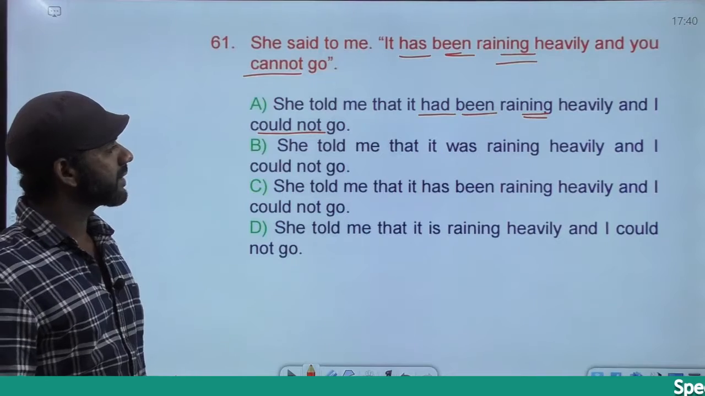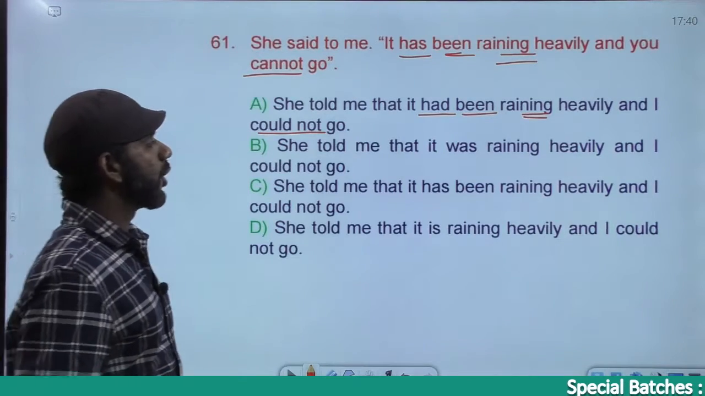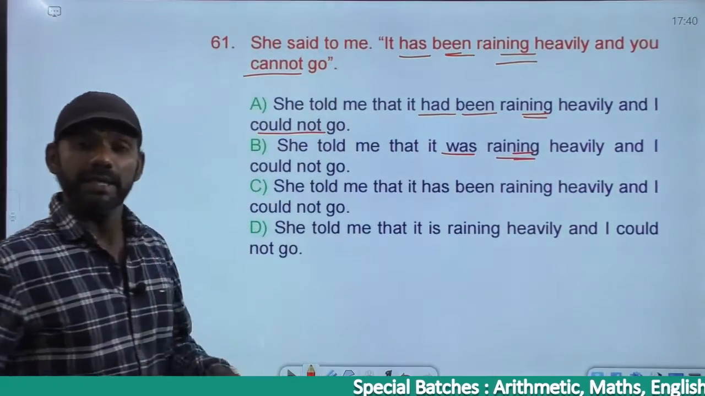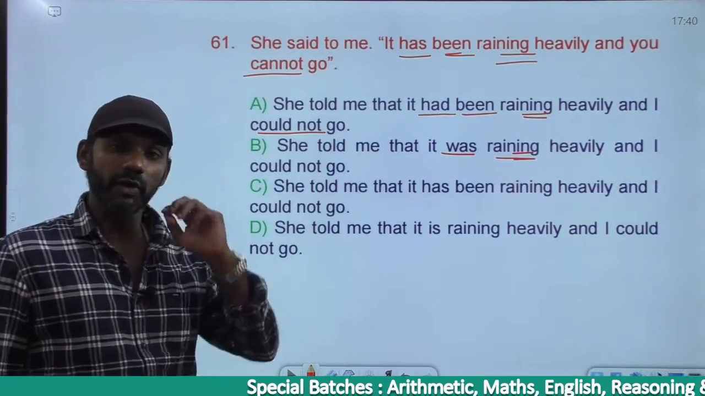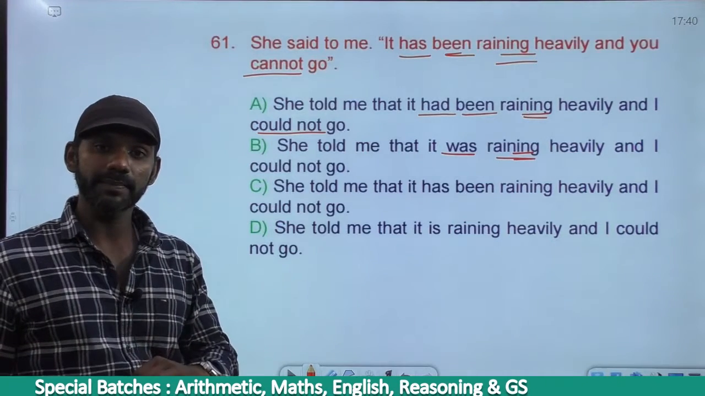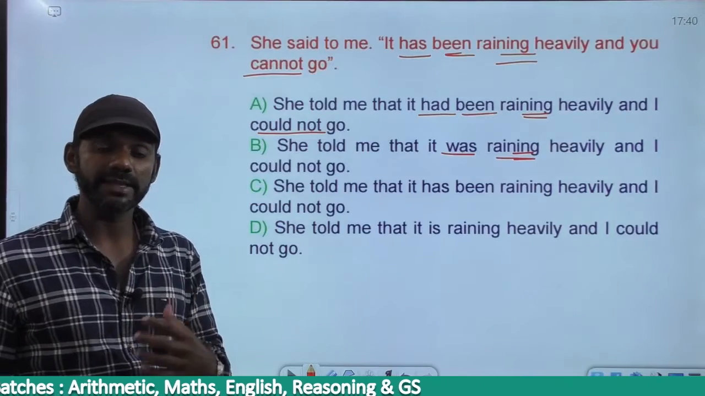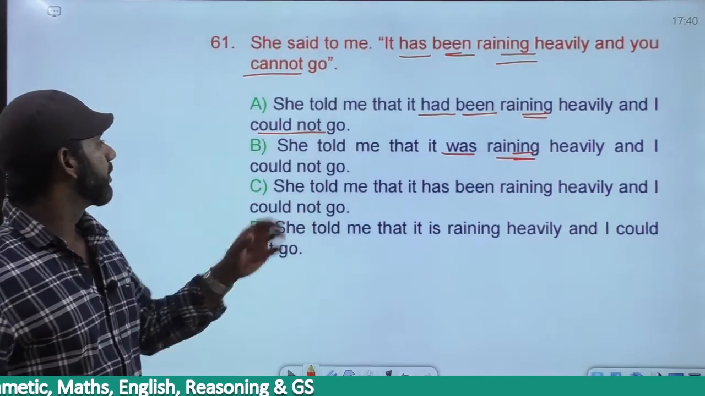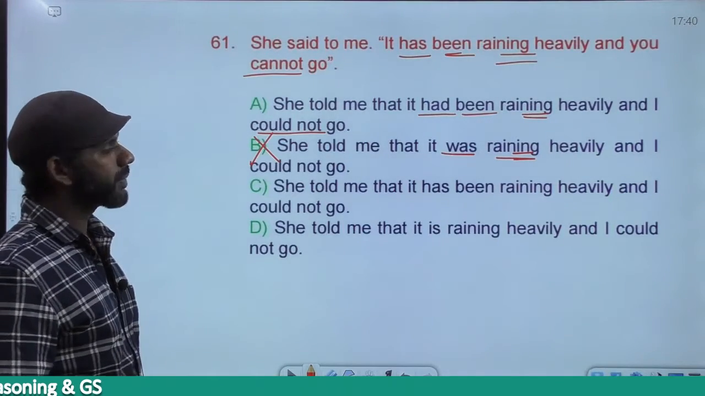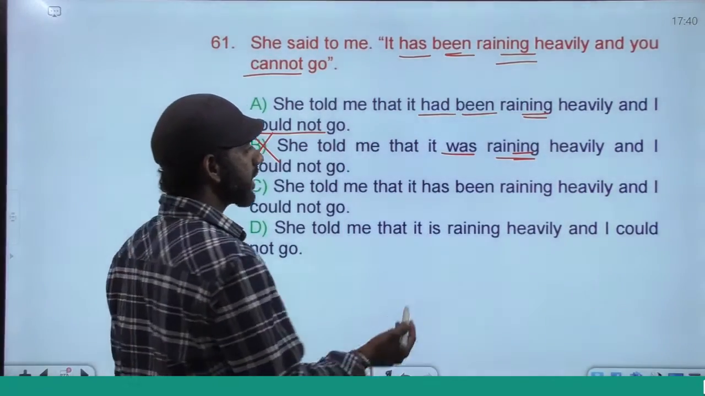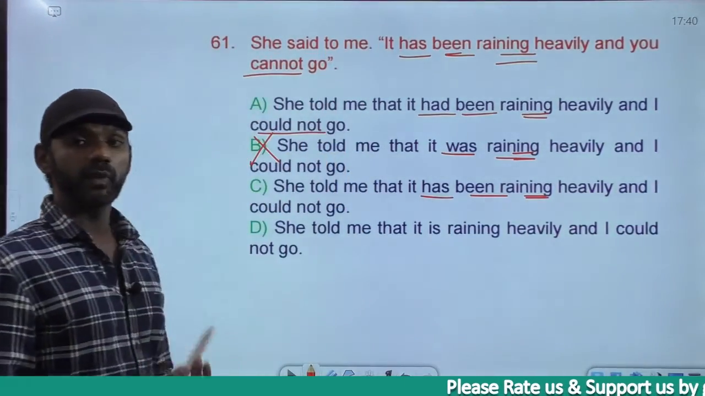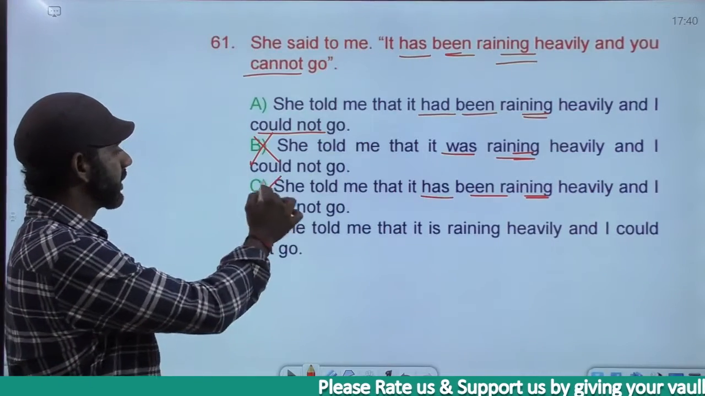She told me that it was raining heavily. Was raining is was plus V1 plus ing, past continuous. Now especially in the case of voice and speech, you focus on the verbs. The verb in a sentence tells us about the tense and the category of that sentence. B is eliminated. Come to C. She told me that it has been raining heavily. Has been raining is has plus been plus V1 plus ing. Present perfect continuous. What we need is past perfect continuous, eliminated.